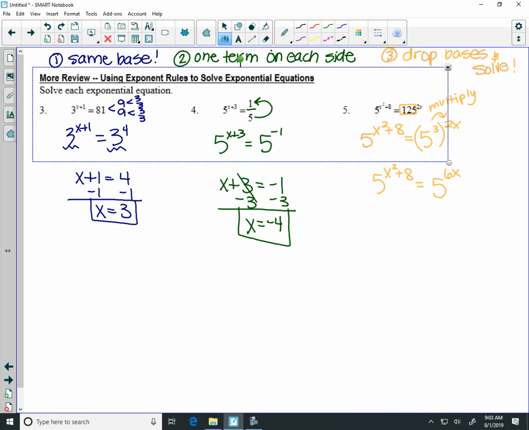And now that we have one term on each side, and they're the same bases, we can drop that and solve. Anytime we see an x squared, we know we probably need to factor. An x squared and a single x. So I'm going to move this x term over.